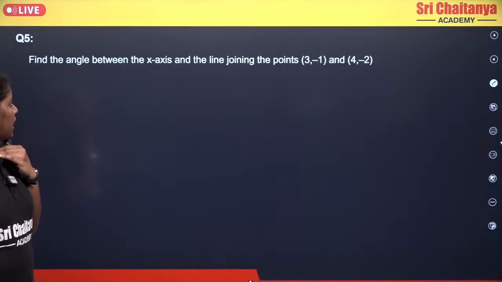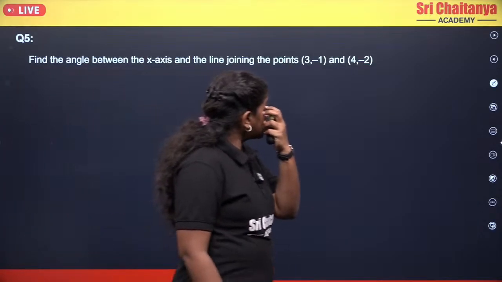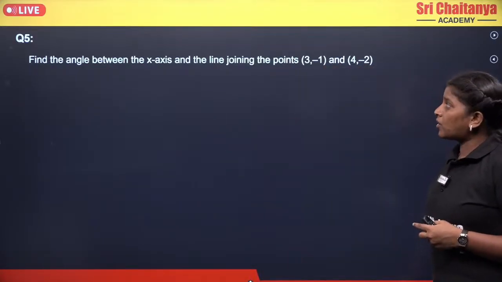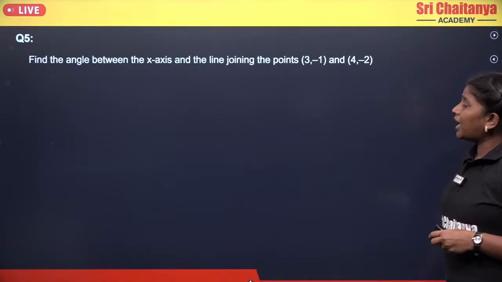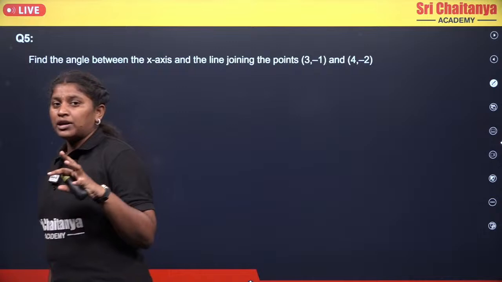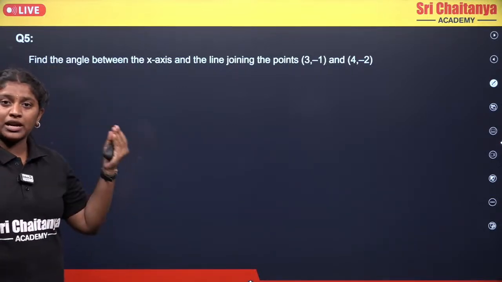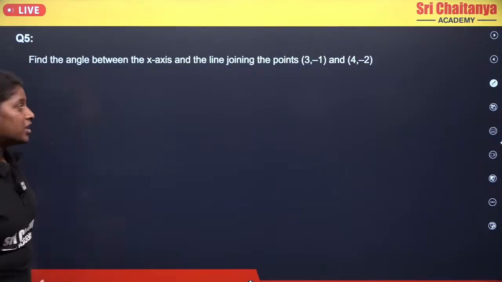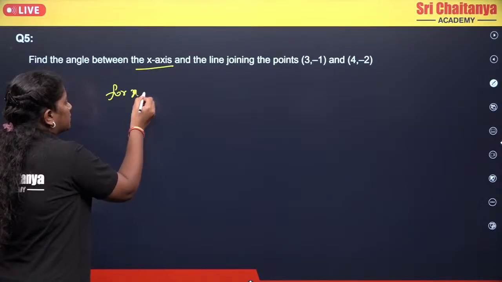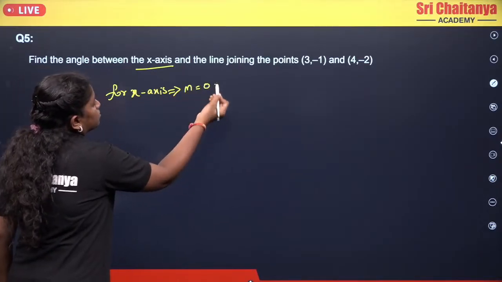Find the angle between the x-axis and the line joining the points (3, -1) and (4, -2). They are asking us to find the angle between the x-axis and the line joining the points (3, -1) and (4, -2). Now, how can we find the angle between two lines? With the help of m1 and m2, where m1 is the slope of one line and m2 is the slope of the other line. One of the lines is the x-axis. For the x-axis, the slope m equals 0.